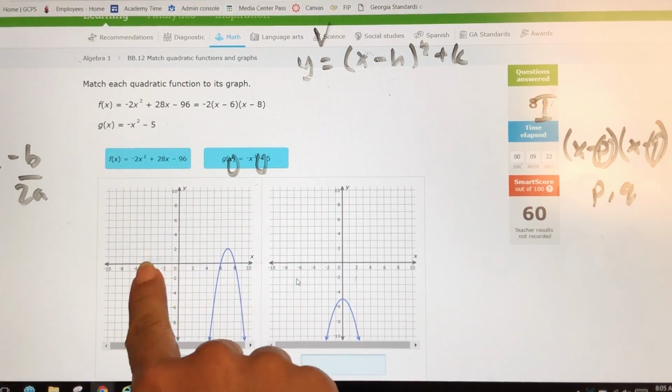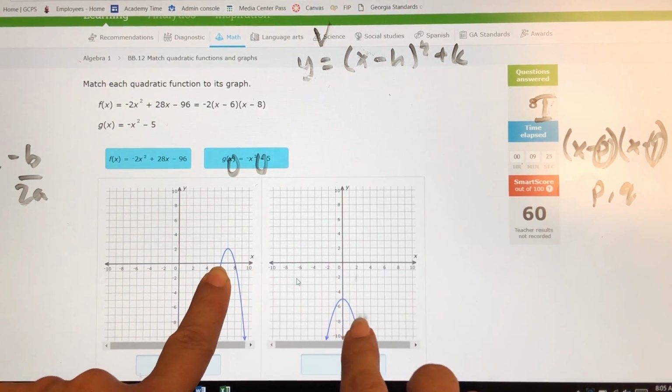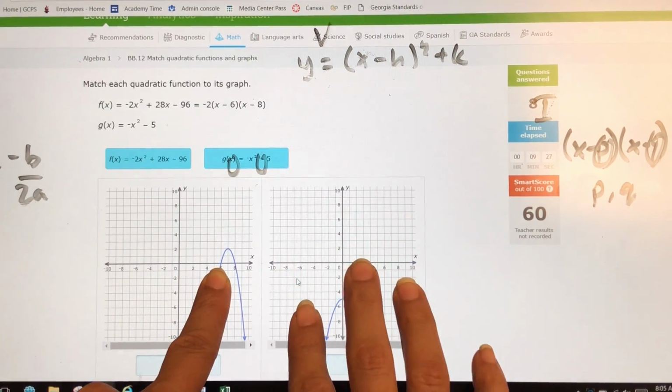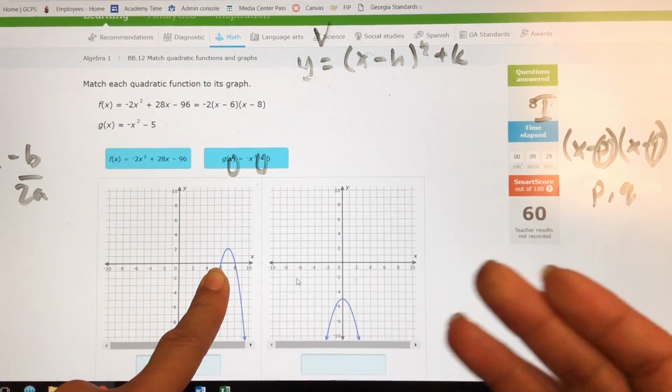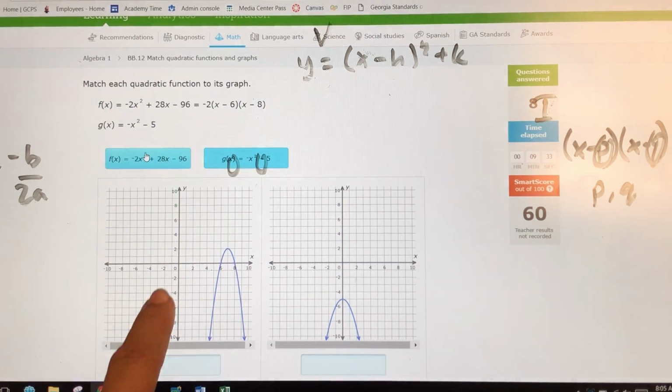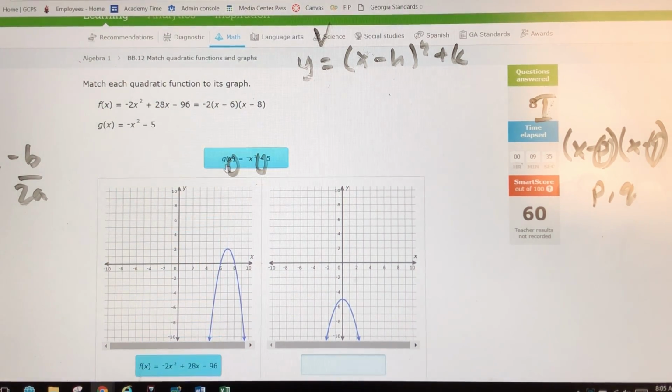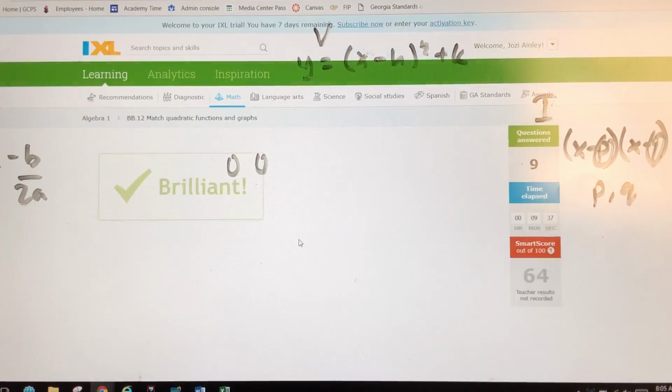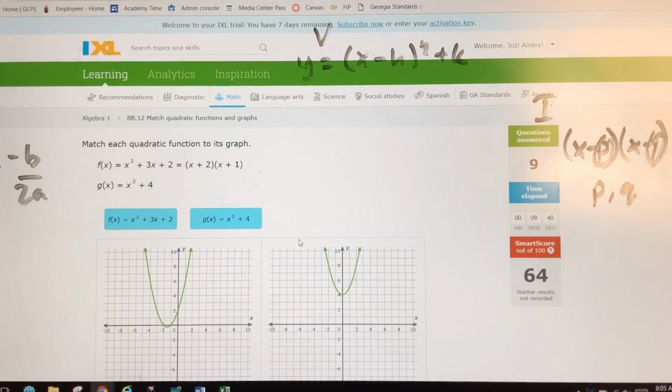So it crosses the x-axis at 6 and at 8. This one doesn't even cross the x-axis, which, by the way, means no roots or there are no x solutions, just in case you need those words. So this is the first one, so that's this one, that goes there, and then this one goes there. Okay, so I have 3 different ways of doing the question, okay?